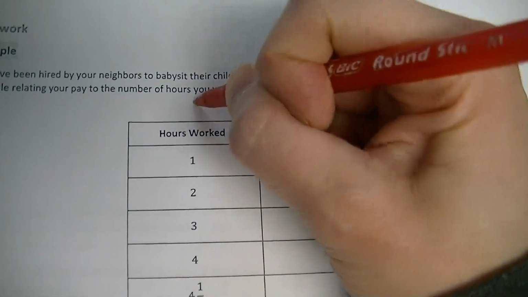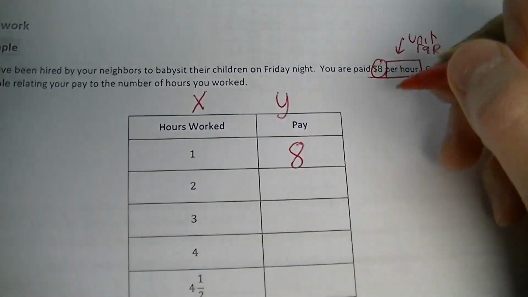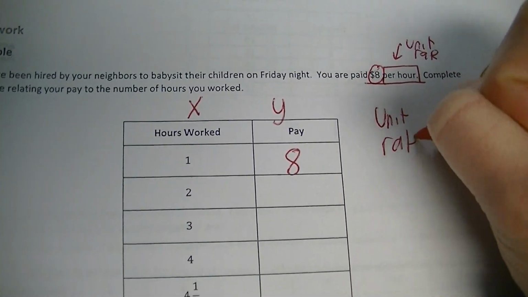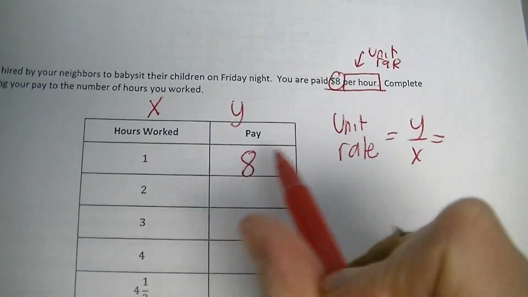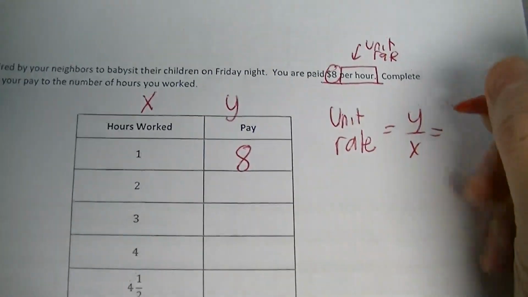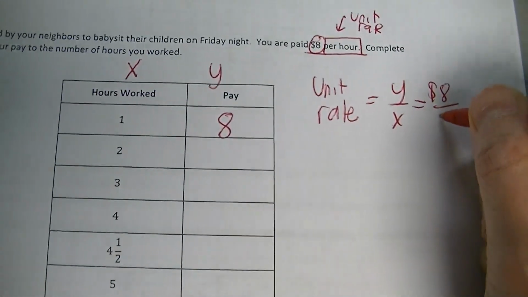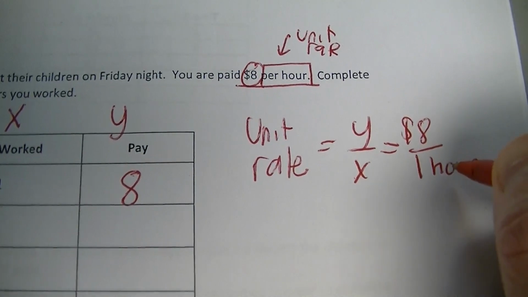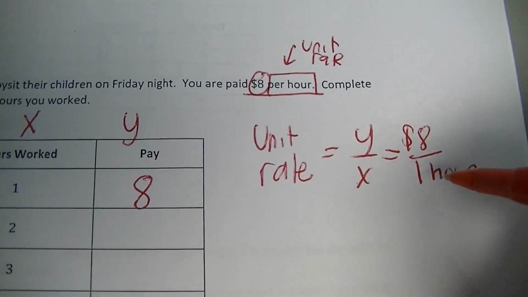Since this is a table, I also want you to label X and Y. And just to make sure that you know that that's the unit rate, you should remember that unit rate is Y divided by X. So when I substitute the values in, Y is pay, so I label that $8. And then X is hours, 1 hour. You see that 1 is in the denominator, which is a big giant hint that that's the unit rate, $8 per hour.